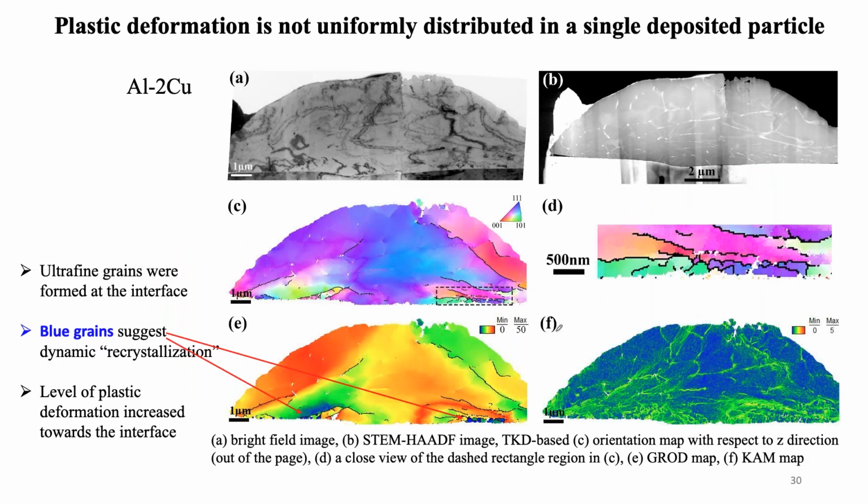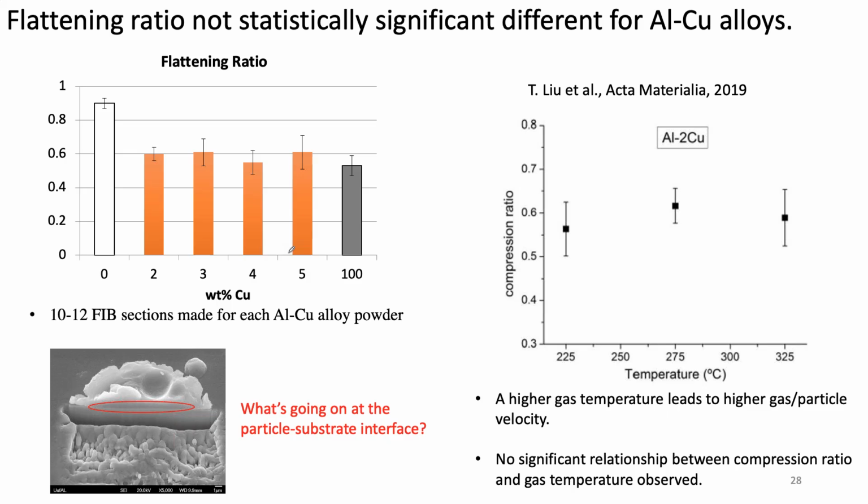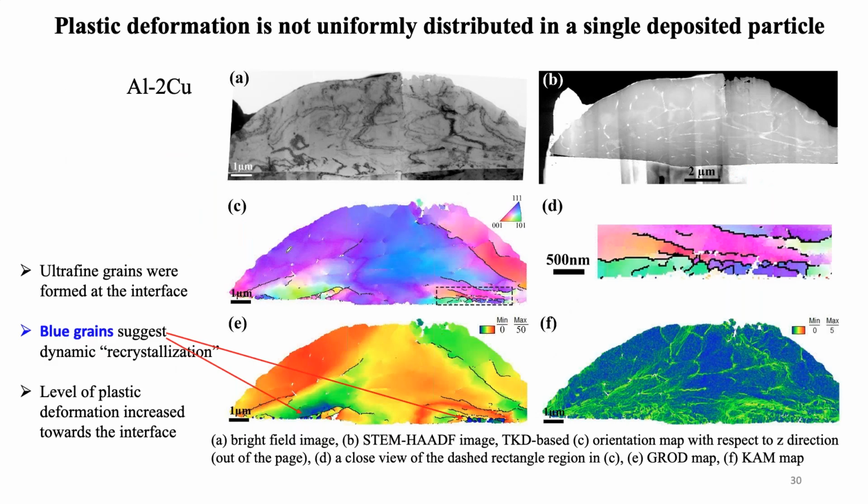So we applied both of these techniques to FIB lamellae from aluminum 2 copper and aluminum 5 copper, and learned some really cool things. If you want to read more about the details, Tien published a paper in Acta Materialia in 2019 that goes through all of them. In this case, we're looking at TKD data.